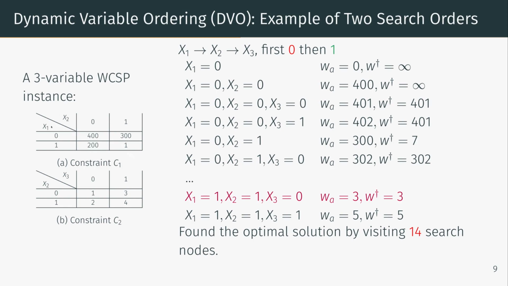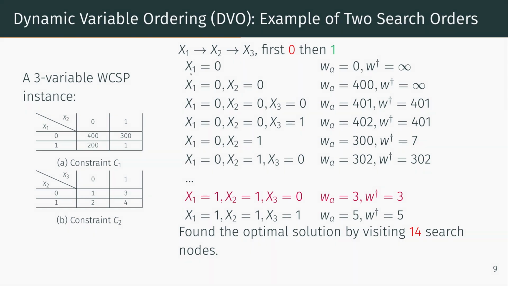So in this table, x1 equals 0 and x2 equals 0 would have a weight of 400. x1 equals 0 and x2 equals 1 would have a weight of 300. x1 equals 1 and x2 equals 0 has a weight of 200, and x1 equals 1 and x2 equals 1 has a weight of 1. And similarly, there are also 4 weights in constraint C2. Let's consider this search order, x1, x2, and x3, and we always assign 0 first, then value 1.